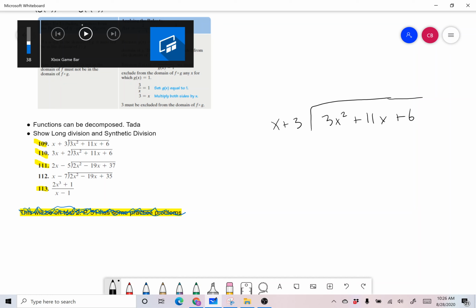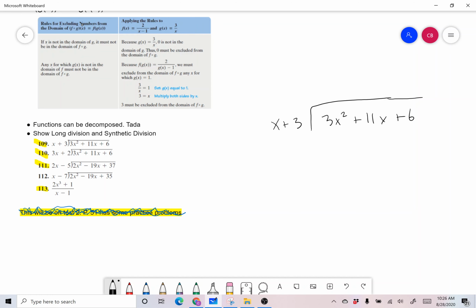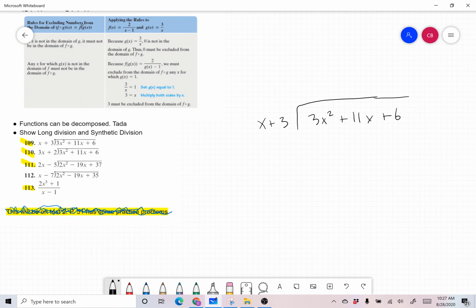Okay, guys, we're going to do some long division now. Remember, we can do f of x divided by g of x, and if f of x is 3x squared plus 11x plus 6, and g of x is x plus 3, then we would have this situation taking place.